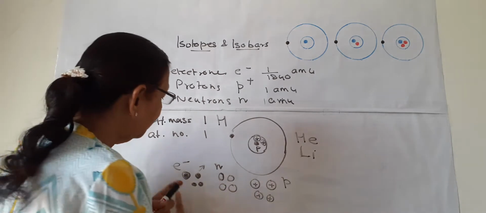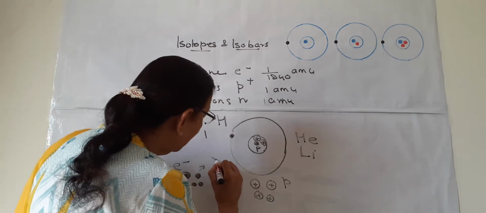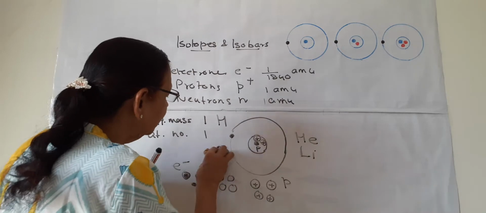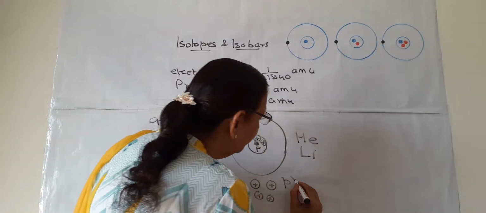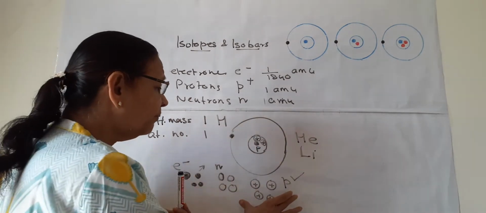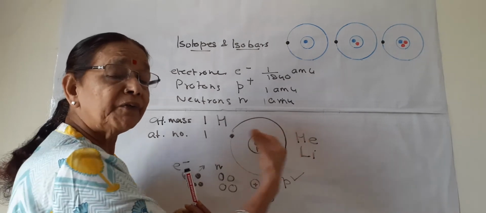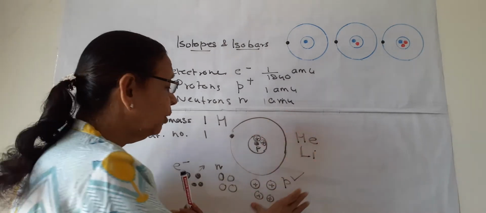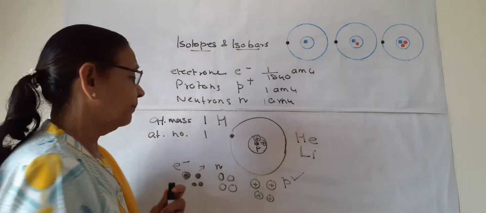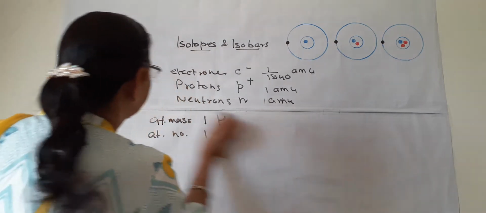It means that out of these three subatomic particles, protons are the subatomic particles which identify an atom. Number of protons is the atomic number. So the atomic number of different elements is different. Protons are the identifying particles of an atom. So this is how these particles define an atom.